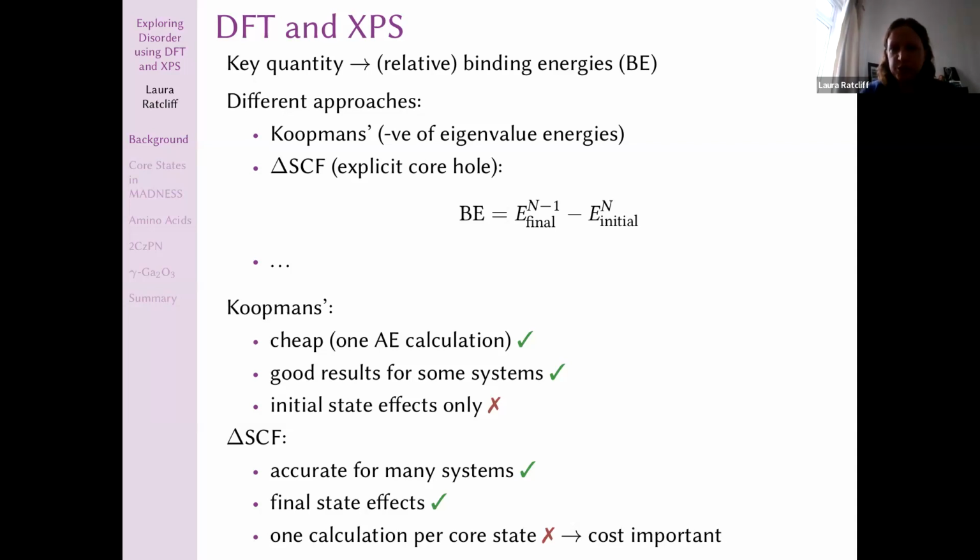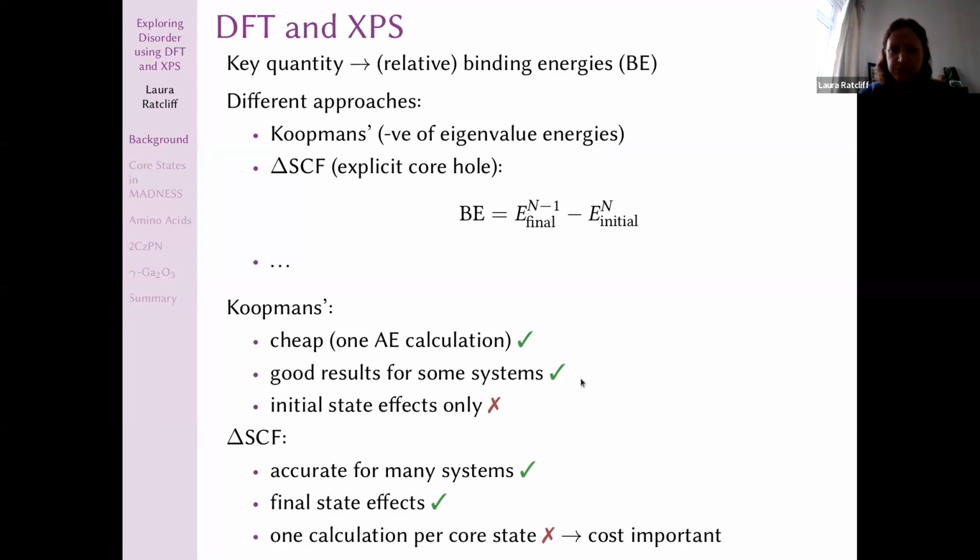There are a number of different approaches, even at the DFT level. So the simplest is just to use what we call the Koopmans approach. Here we just take the negative of the core eigenvalue energies. This has the advantage that it's cheap, so you can just do one calculation at the all electron level and you get all your core binding energies. And for some systems, this works very well. So in those cases, that's great.